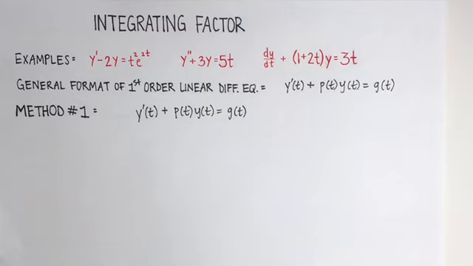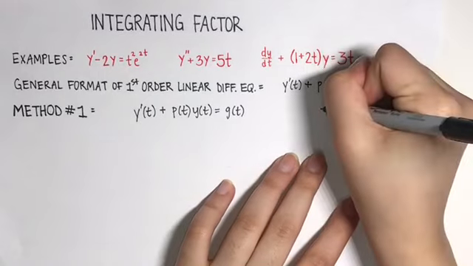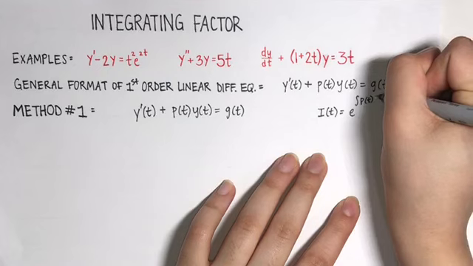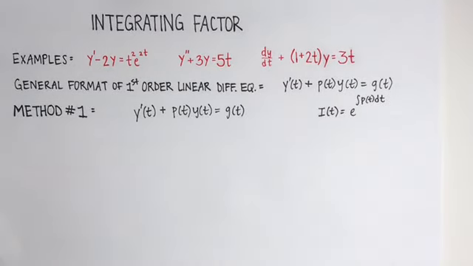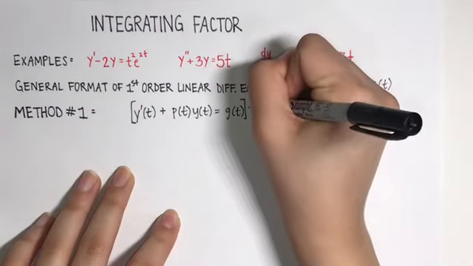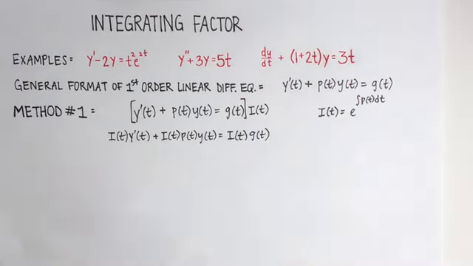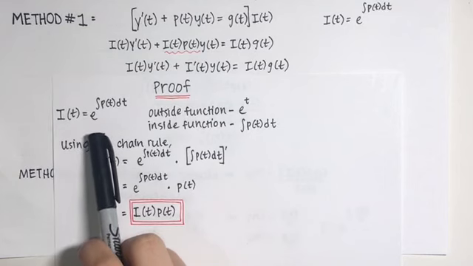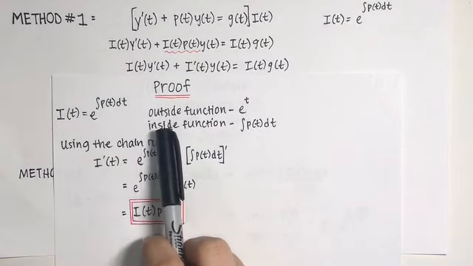Here's the first method. You multiply both sides of the equation by the integrating factor. The integrating factor basically simplifies the problem and allows you to find y of t easily. The integrating factor is a quantity, e raised to the integral of p of t dt. So let's multiply both sides of this general form. We can simplify this line by substituting p of t times I of t with I prime of t.